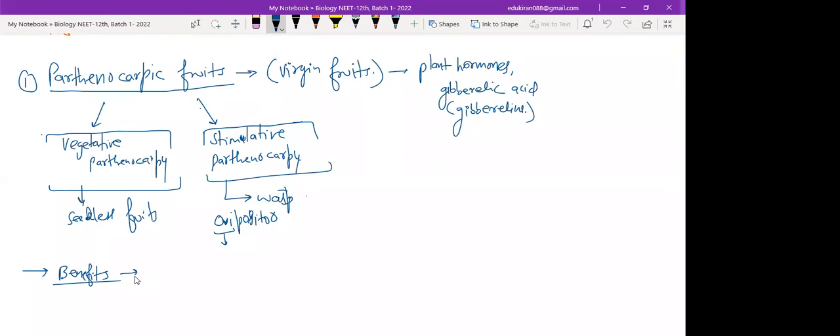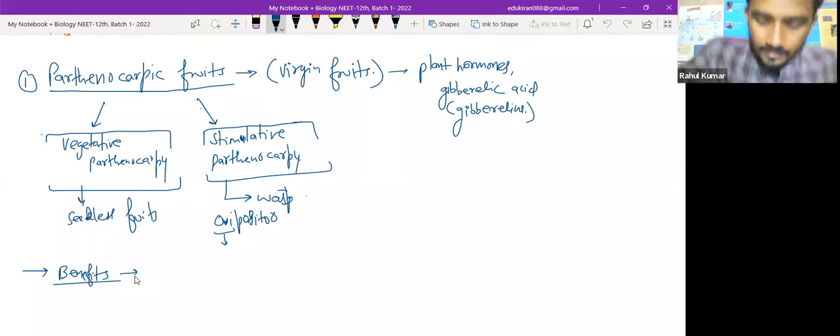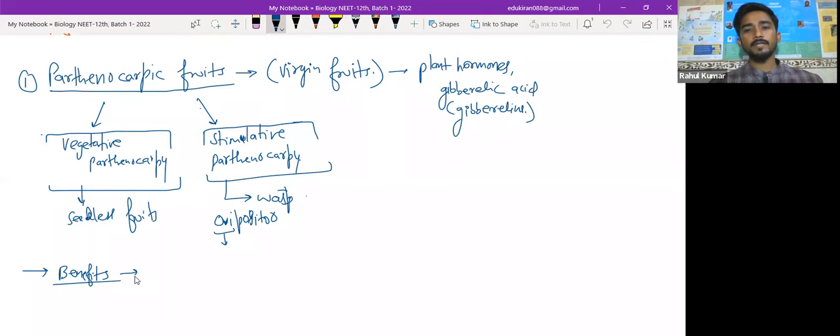Yes. So write down, parthenocarpy keeps pests and insects away naturally without the use of insecticides and pesticides.